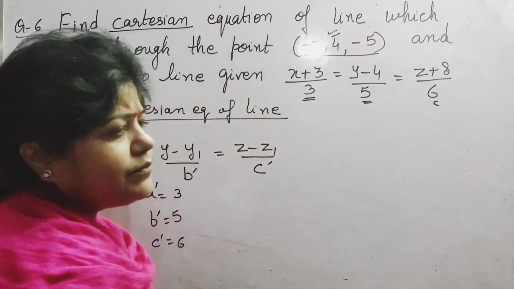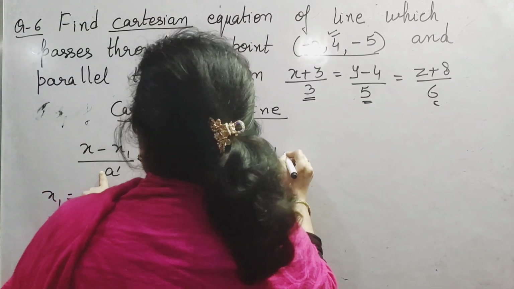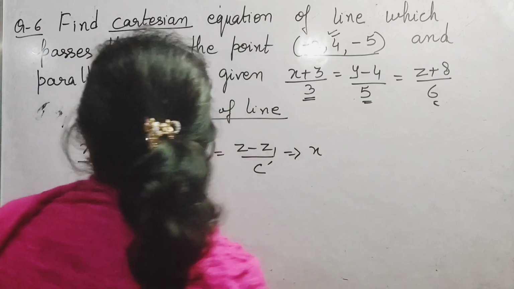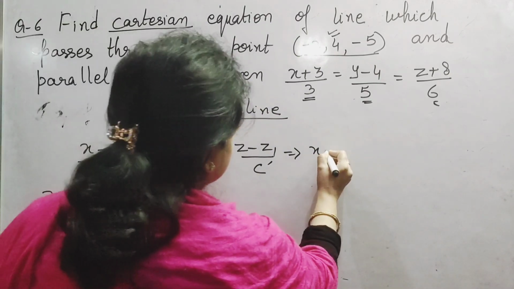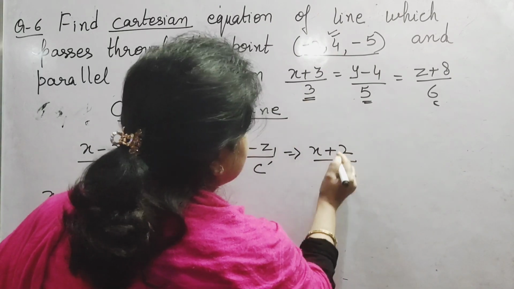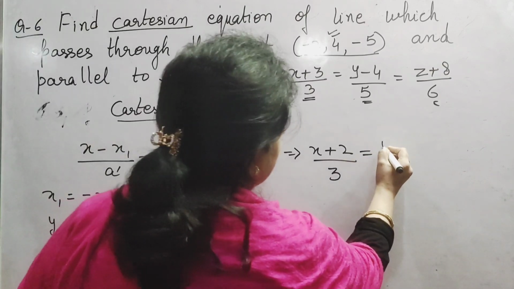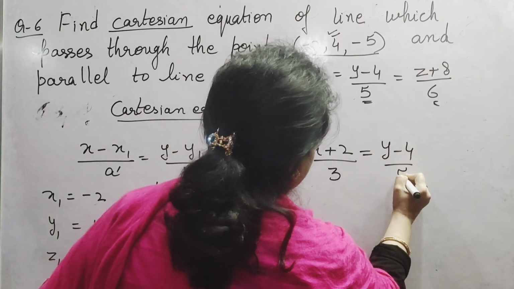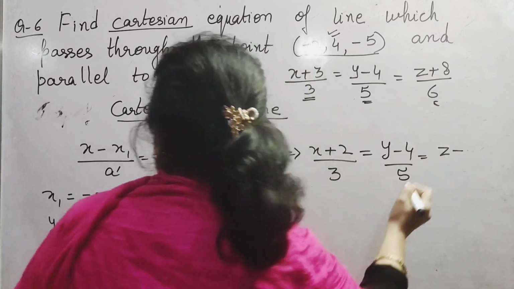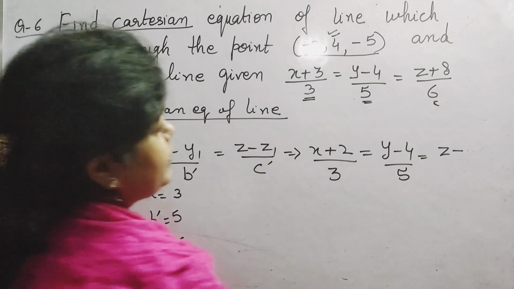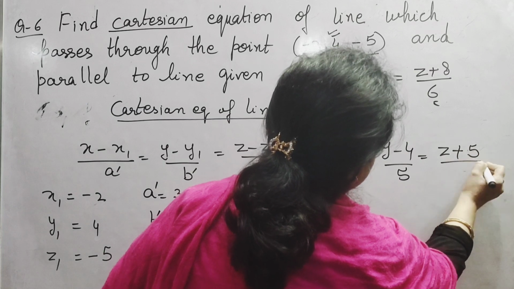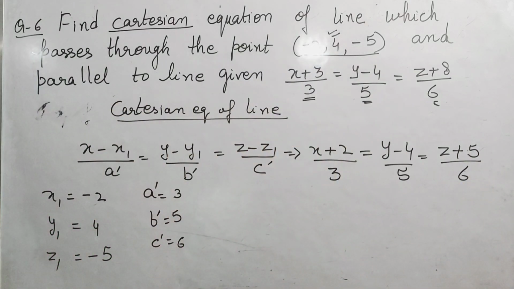So now our equation becomes x, here it is minus 2, so it becomes x plus 2 over 3. Now y minus y1, that is y minus 4 over 5, and z, here it is minus 5, so it is z plus 5 over 6. So it's very easy.